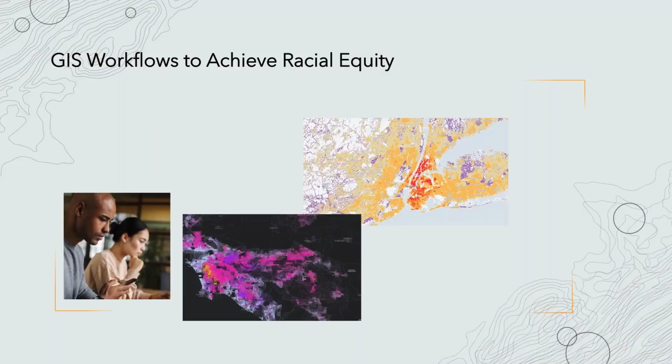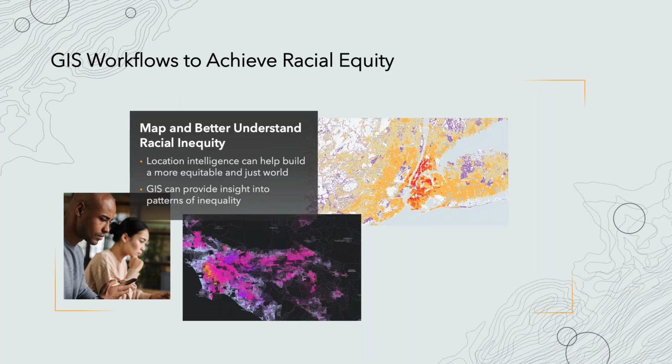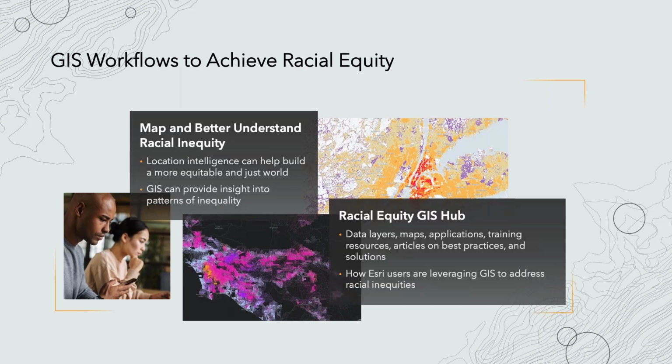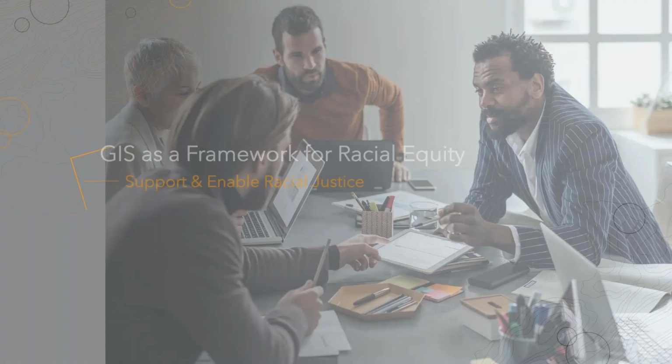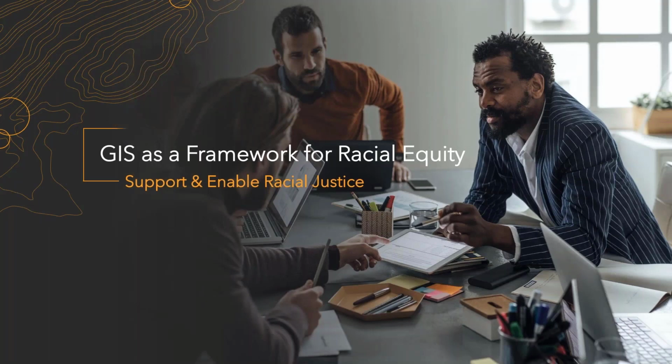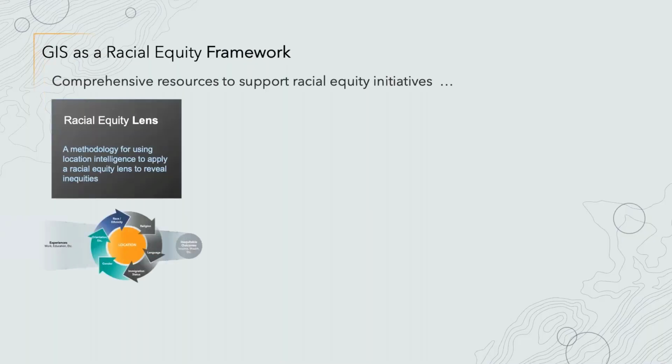Towards that end, last summer, Esri began by providing guidance and resources to help all of you map and understand racial inequity, providing a racial equity hub that includes examples of how other organizations have used GIS to advance racial equity, and curating and sharing relevant data to help you all visualize and analyze inequities in your jurisdictions. And over time, we've evolved this guidance to help organizations apply GIS as a framework for racial equity. And that begins with guidance for applying a racial equity lens.